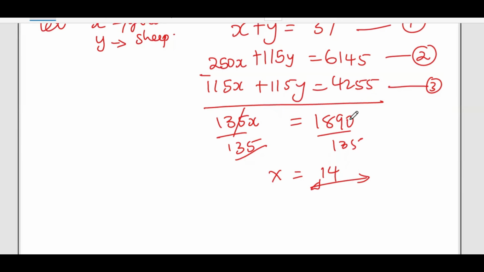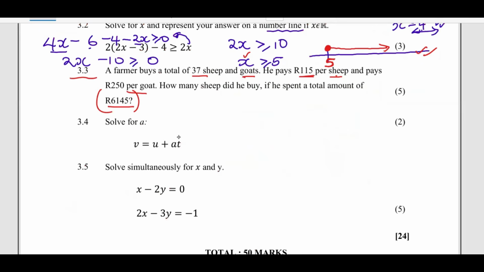Yeah, 14 goats. Meaning that the sheep, which will be y, is going to be 37 minus 14, which must give us 23. All right, so we have 23 sheep and then 14 goats. So that is how that question was supposed to be answered. I don't know why they gave you simultaneous equations in words and then also as equations; it was the discretion of the examiners.